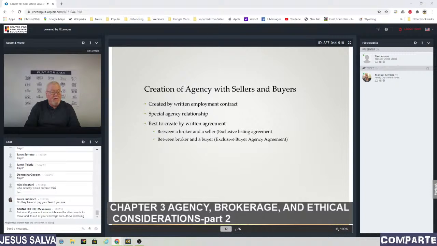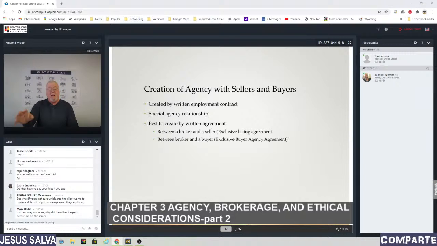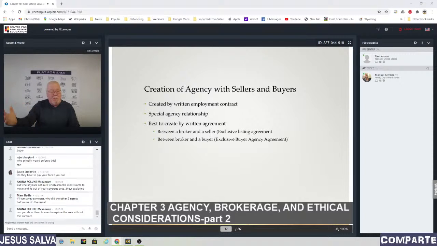Do they have to pay your fees if you sue? I don't know. You have to talk to court personnel about who pays what in that case. But if you're not sure which area the client wants to move in and it's out of your coverage area, they're exploring, well, then the agreement would say, I'm your broker for this area. If you buy outside that area, then it's outside the agreement. It doesn't affect them.